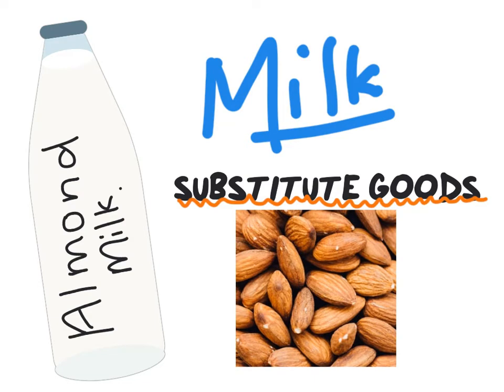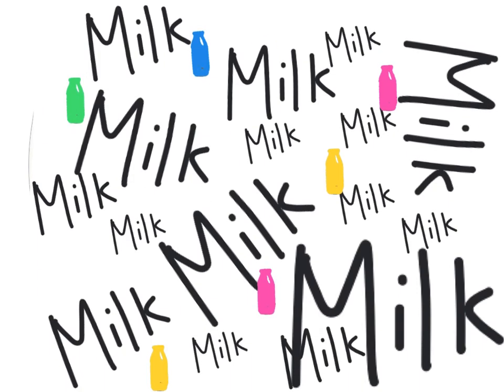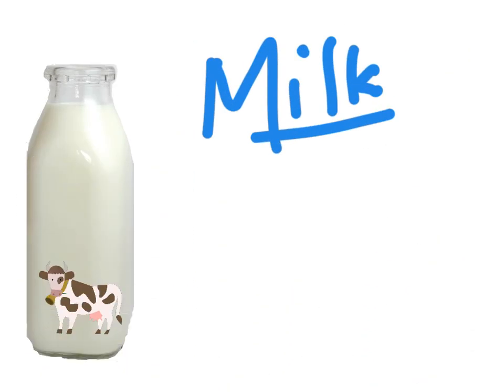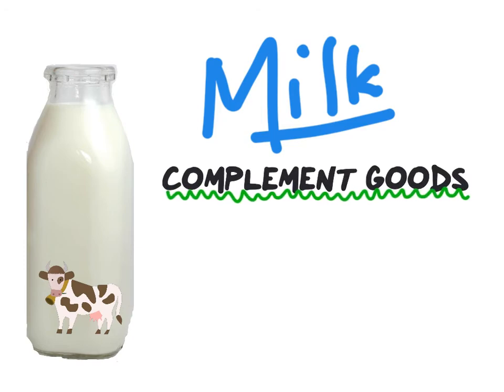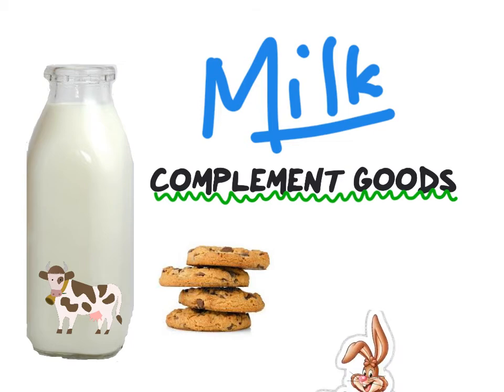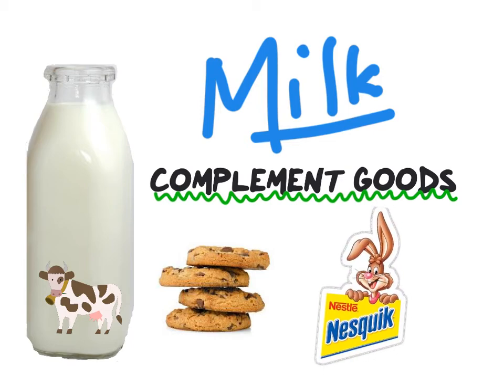If almond milk is a substitute good, let's now consider a complement good for milk. Complement goods are goods that can be used together. For milk, this includes cookies as well as Nesquik. If the price of milk increases, this will result in a decrease in demand for cookies or Nesquik.